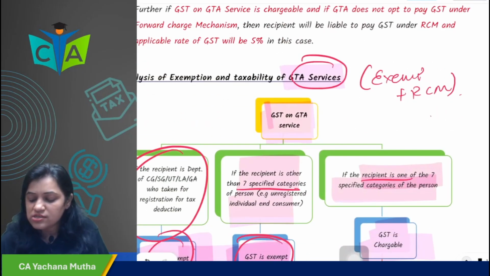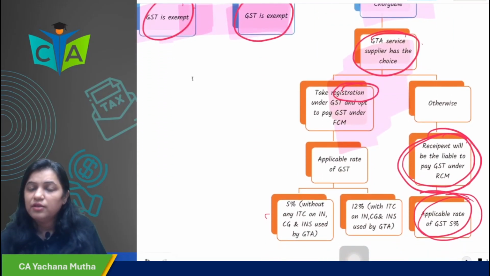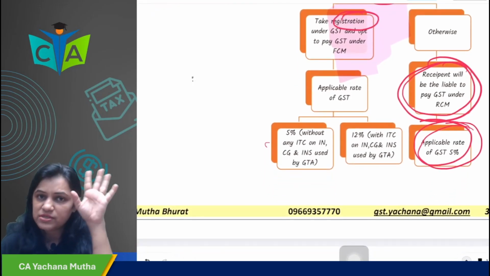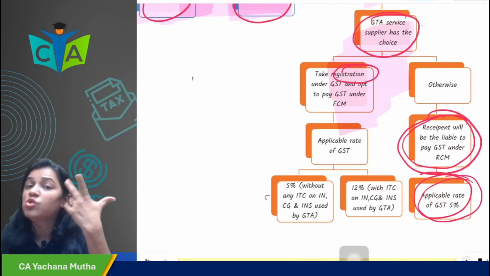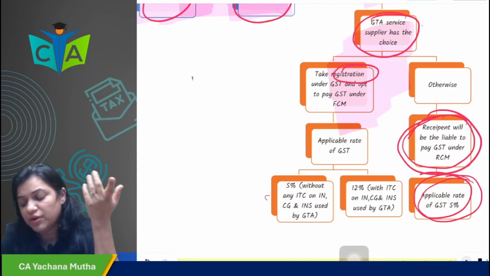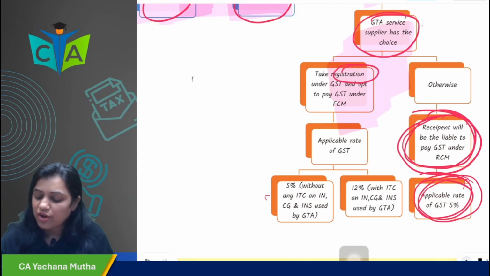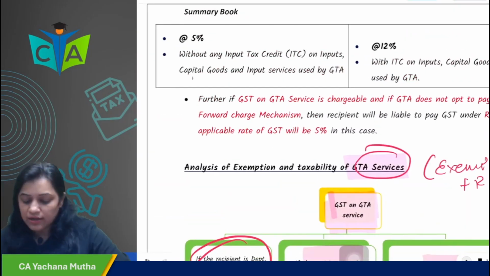then in that case GST is chargeable. And then there is a choice. The GTA supplier can pay under forward charge. He can take registration and pay under forward charge. The applicable rate would be 5% or 12% as the case may be. Otherwise, if he is not taking registration or not opting to pay GST under forward charge, in that case the recipient will pay, and the applicable rate of GST would be 5% under RCM. I hope the GTA service is clear.